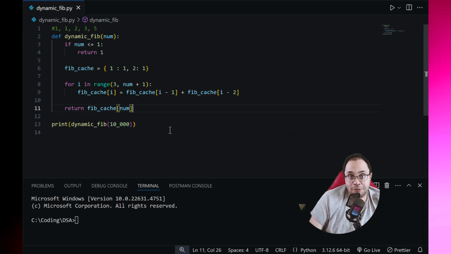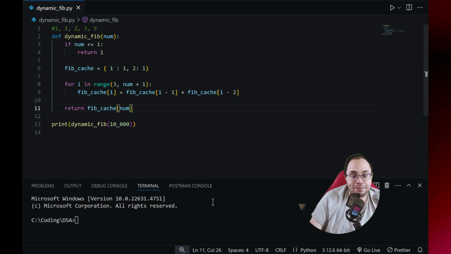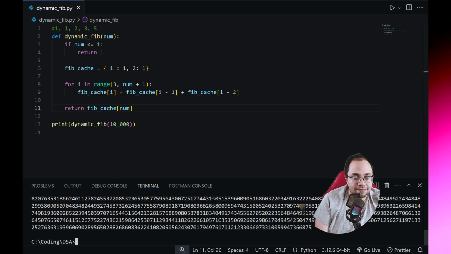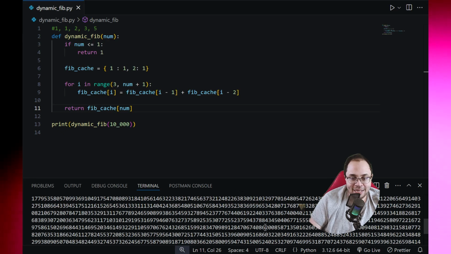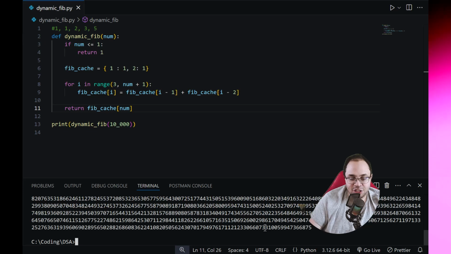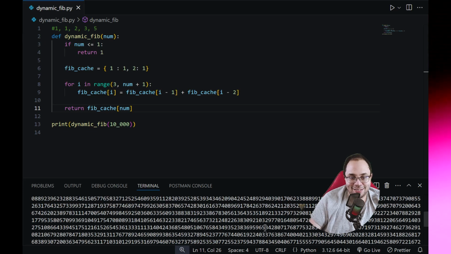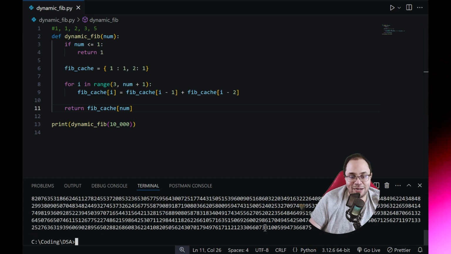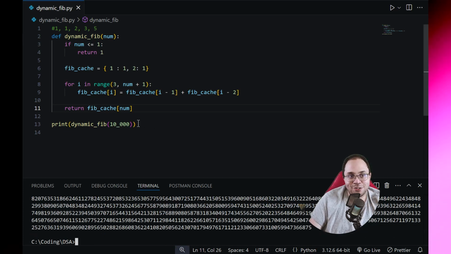All right, moment of truth. Let's see if this blows up. Let's see if this cannot take a number this big. I have no idea what this number is. It is beyond my comprehension as a human being, but there you go. That is the 10,000th Fibonacci number. And as you notice, we were able to do that. I could not do this with the recursive implementation. It was impossible. Now, let's analyze the time and space complexity.